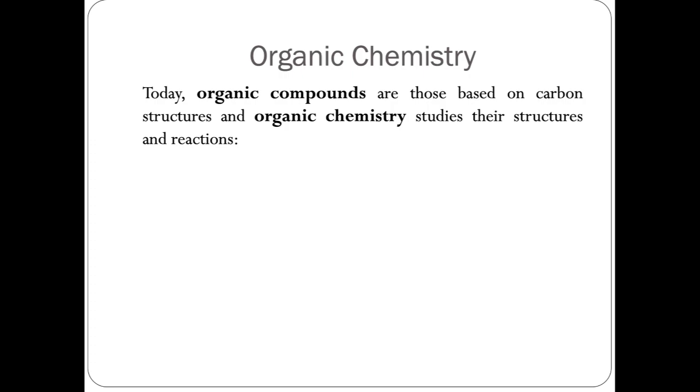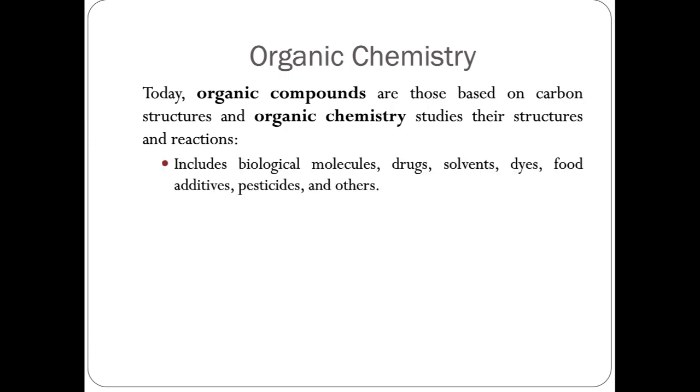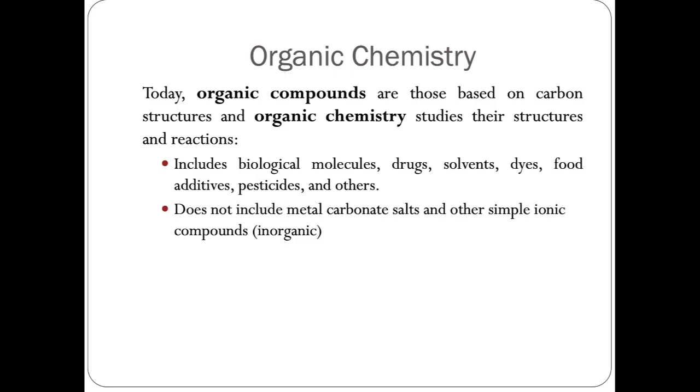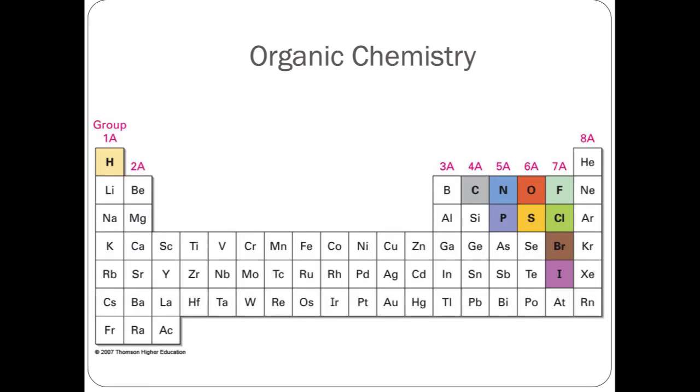Organic chemistry studies their structures and reactions. It includes biological molecules, drugs, solvents, dyes, food additives, pesticides, and others. It does not include metal carbonate salts and other simple ionic compounds. Carbon with hydrogen, nitrogen, oxygen, halogens, phosphorus, silicon, and sulfur.